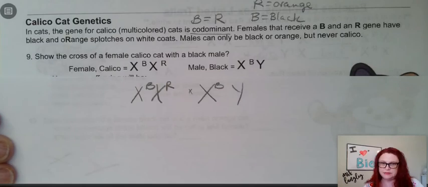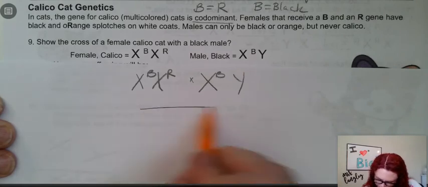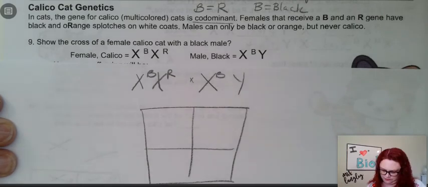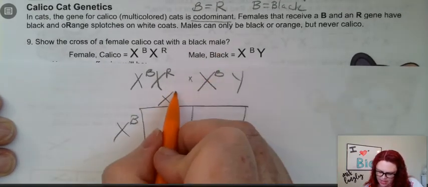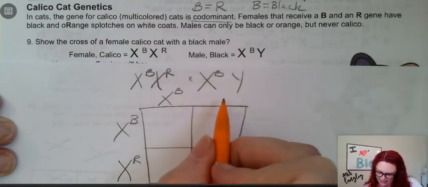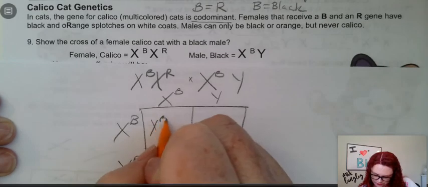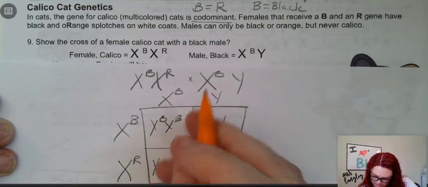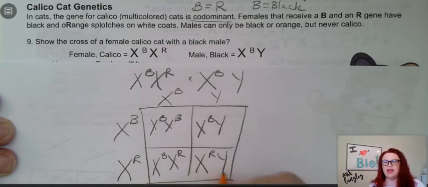So those are our parents. Make sure I have space here. I have one that has a capital B, one that has a capital R. The dad was capital B. Okay, that means black. When I put them back together, I get this.